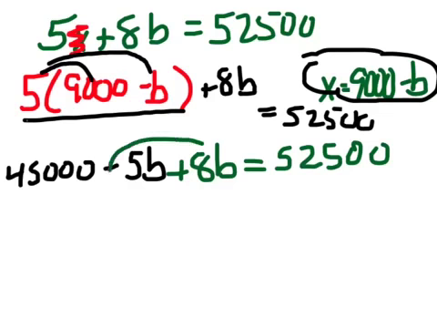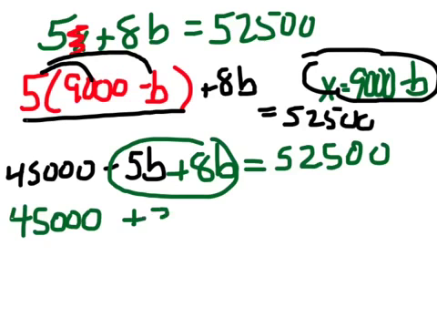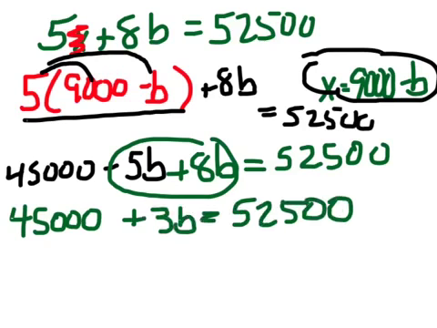And I've got some like terms, right? Minus 5b plus 8b, that'd be the same thing as saying 8b plus negative 5b, or 8b minus 5b. Wouldn't that be just 3b? Okay, so 45,000 plus 3b is 52,500. And I want to know how much he invested in bonds. That's what b represents. So if I just solve for b, I've got my answer.